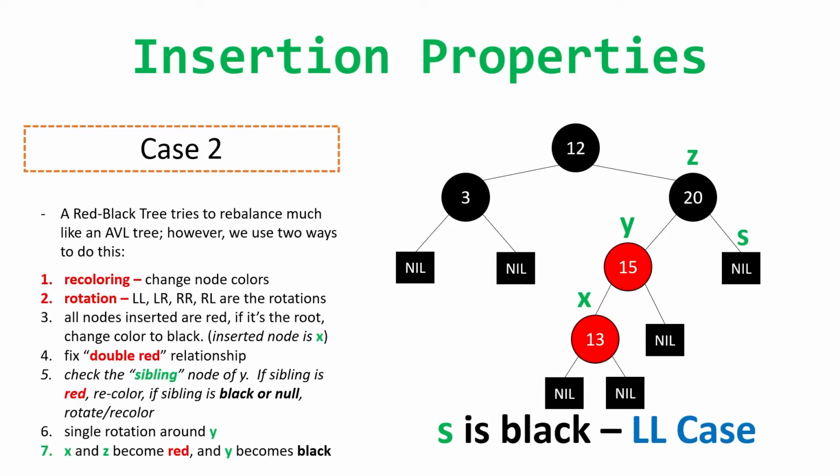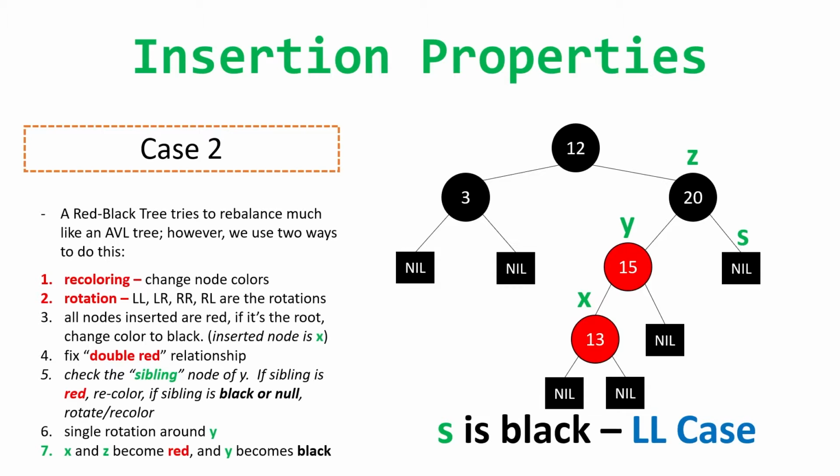Okay, again, all null nodes are black. So if the sibling is black or null, we rotate and then recolor. Okay, so this is the case where S is black, and this happens to be an LL rotation case, all right? Because if you look at Z, it has a left node and then another left node. So the tallest child of Z is this left child, and the tallest child of Y is its left child, okay? So we label them Z, Y, and X in a straight line.